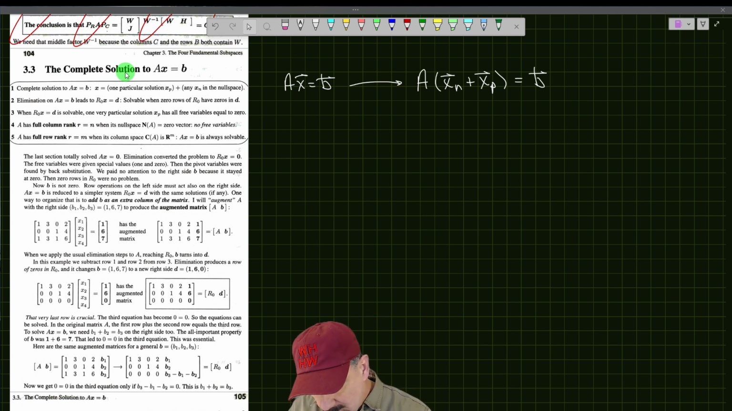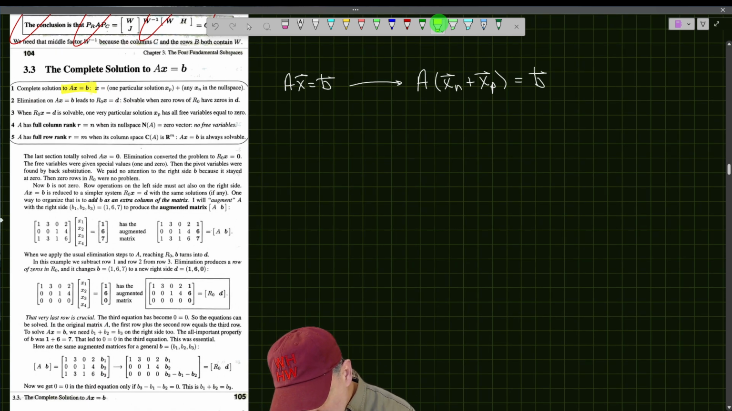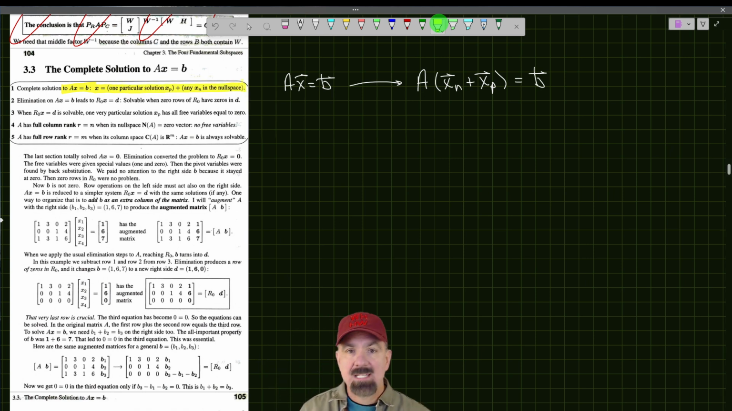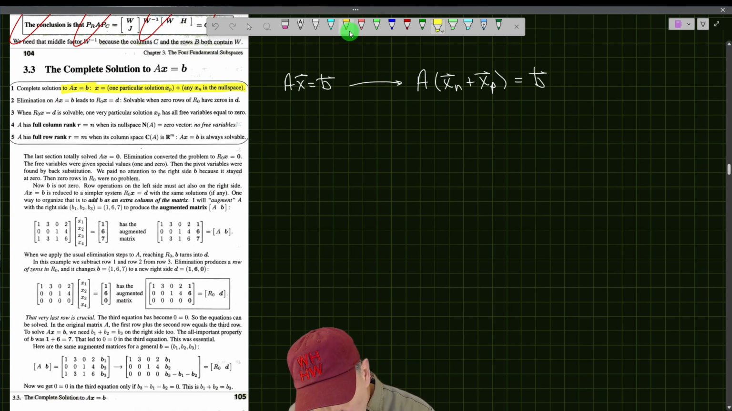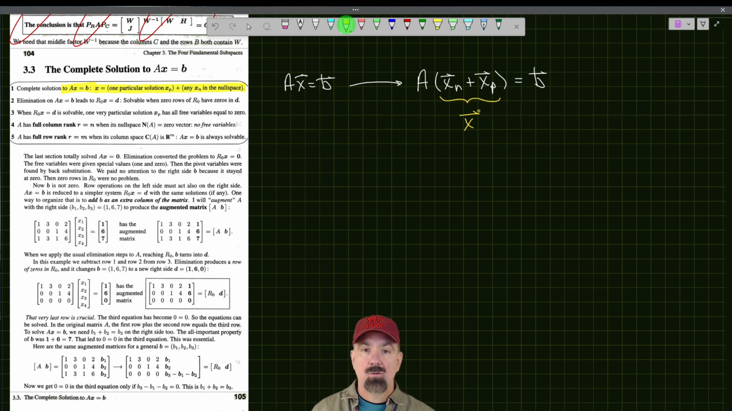So we want to start right now by talking about Ax = b and what the solutions look like. He tells us that we're going to have a particular solution and a null space solution, and I want to explain why that is. Those of you who have taken differential equations will be familiar with this idea. He's telling us that we have a solution x which is equal to the sum of a null space solution and a particular solution which actually satisfies Ax = b.